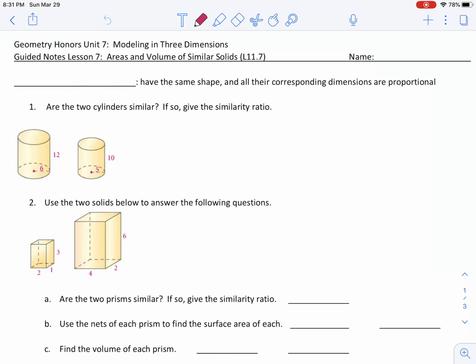Hey geometry students, you are following along with the lesson 7 guided notes. This is the last lesson in the unit about three-dimensional shapes. You should be in your workbook on page 145.